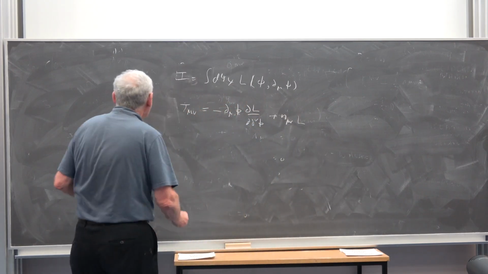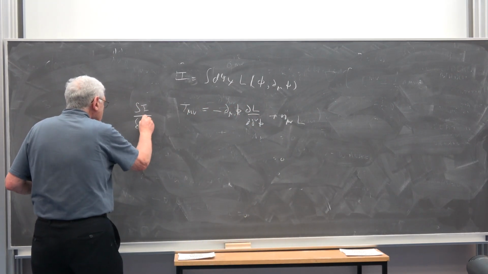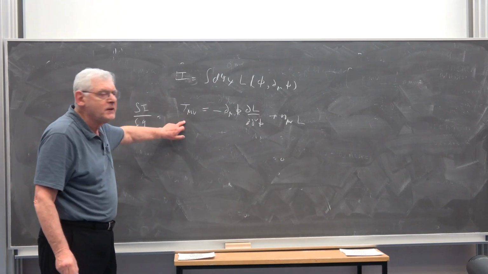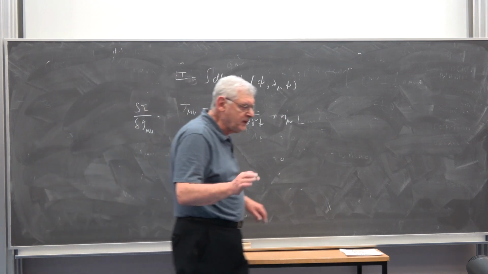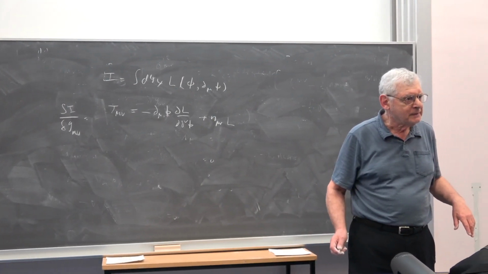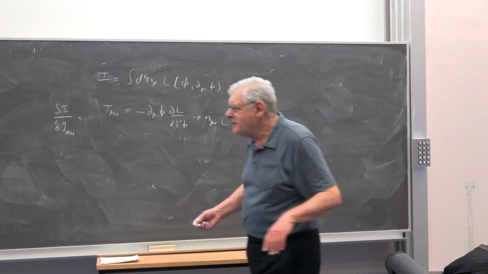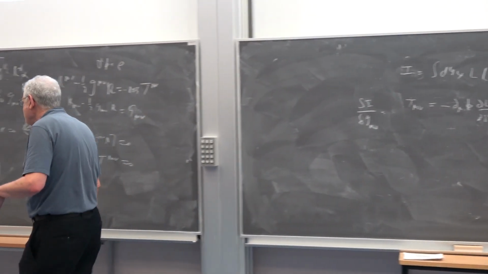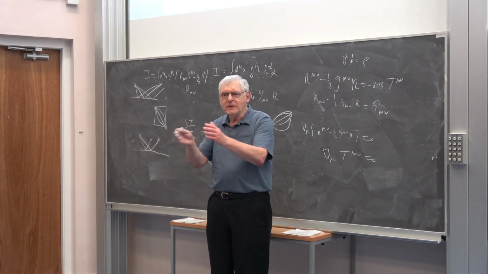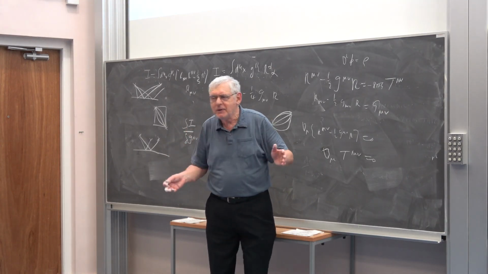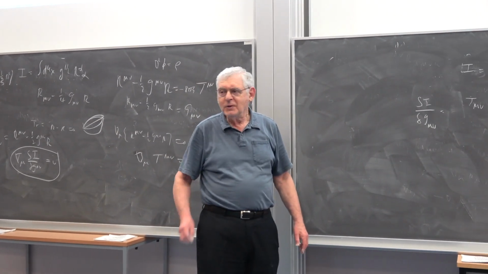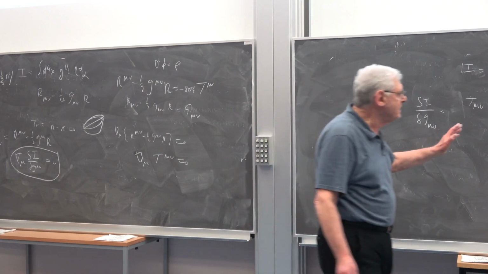This is the variation of the action with respect to the metric, which gives you the energy momentum tensor. The general definition of energy momentum tensor is variation with respect to the metric. Now, why is that so important? Because the Einstein tensor is also variation with respect to the metric. So if I have action 1 plus action 2, variation with respect to the metric will give me Einstein tensor equals energy momentum tensor. Couldn't give me anything else, because they're derived the same way.